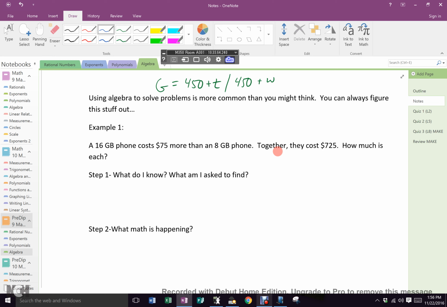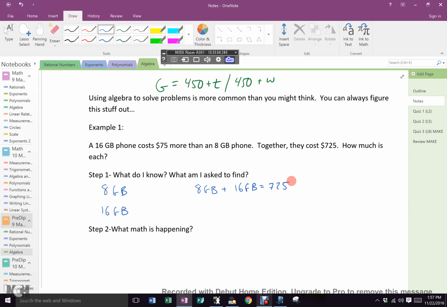Carlin, give me one thing you know after reading that question. A 16 gigabyte phone costs $75 more than 8 gigabyte. Right. That's actually two things you told me. You know there's how many phones involved? 2. There's the 8 gig phone and the 16 gig phone. What else do you know? Taylor: That together both phones cost $725. So you also know that the 8 gig phone plus the 16 gig phone equals $725. That's what you know, yes? Do you know anything else?